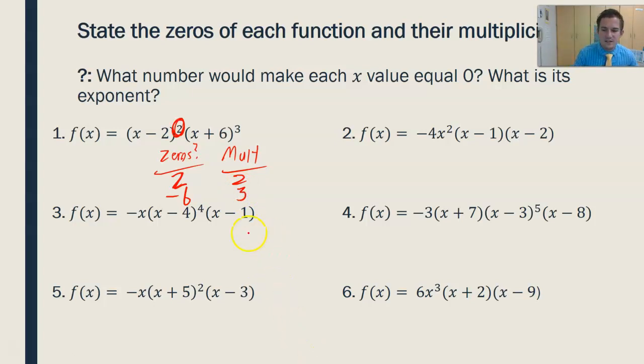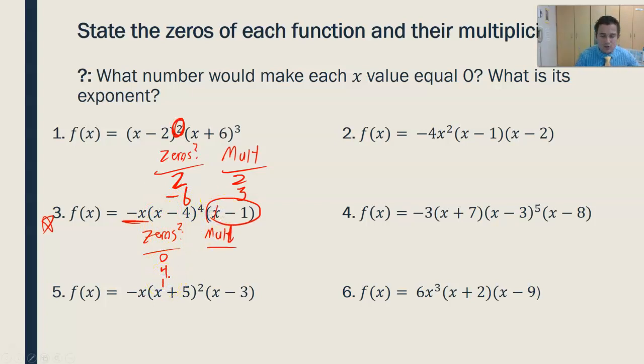Okay, let's go down to this one. What are my zeros, and what is the multiplicity of each of those zeros or each of those solutions? So I have this x factor, and this x factor. This one's not being added or subtracted by anything, so the 0 is just 0. The solution is 0. The solution here is going to be 4. The solution here is going to be 1.